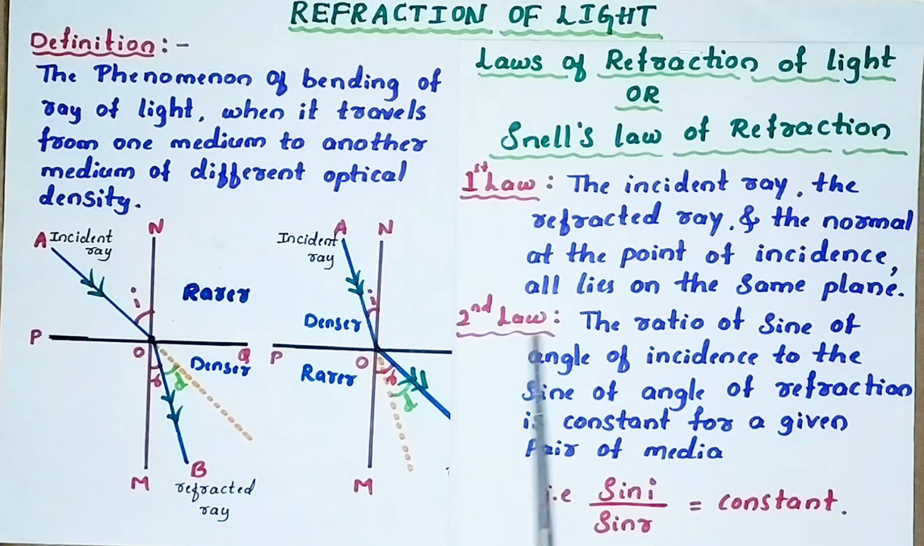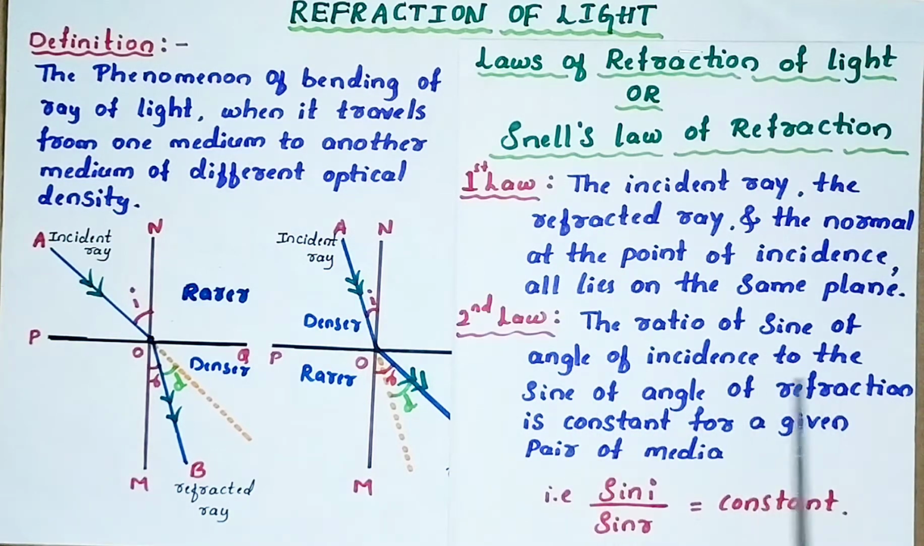Now, the second law of refraction states that the ratio of the sine of the angle of incidence to the sine of the angle of refraction is constant for a given pair of media. That is, sine i divided by sine r equals constant. Sine is a trigonometric function, and i indicates the angle of incidence, r indicates the angle of refraction. So here we are going to consider the trigonometric function sine.